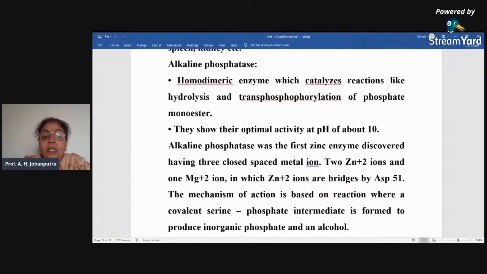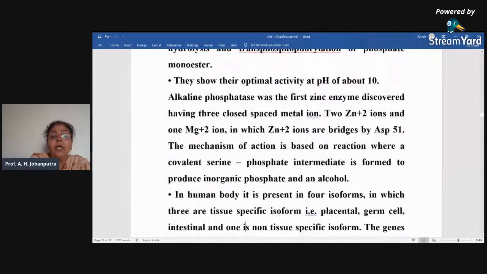These are the bridges which are held together by ASP51. That is the amino acid aspartic acid at the 51 position. The mechanism of action is based on the presence of a covalent serine phosphate intermediate, which is formed to produce the inorganic phosphate and alcohol.